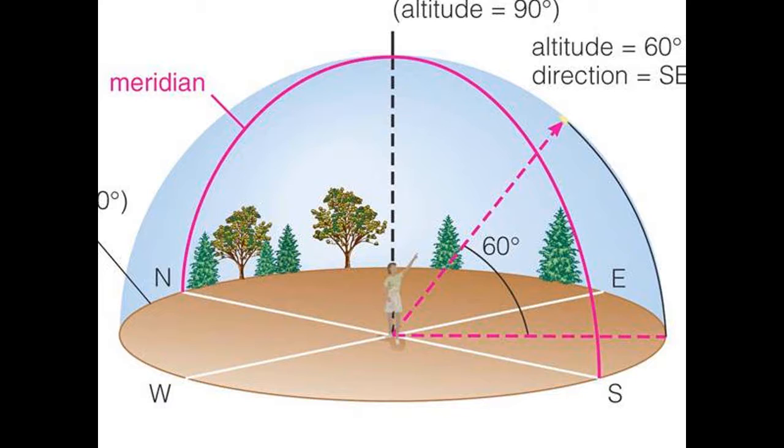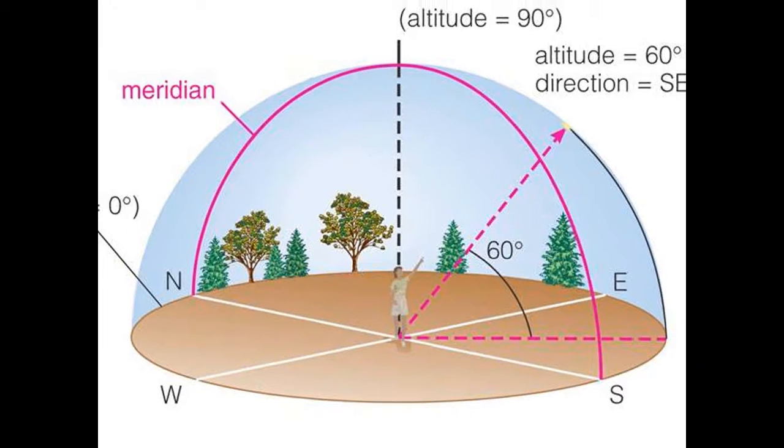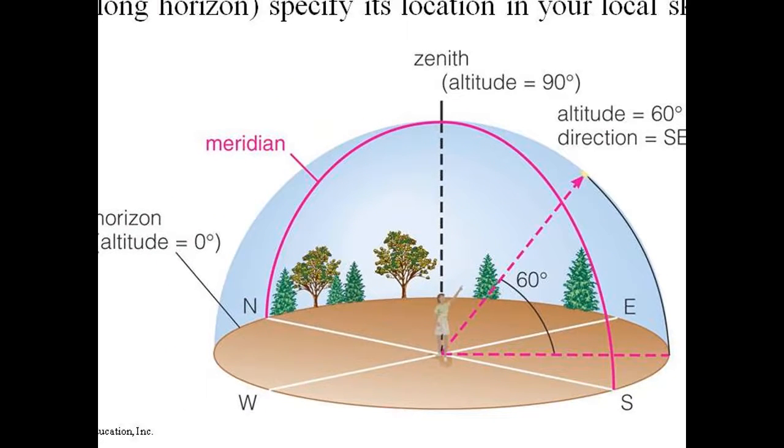Now let's define a few features here. If we draw a line from the north all the way up overhead to the south, that forms what is called the meridian, and that is a great big circle that goes from the north across the celestial sphere to the south. It intersects at the very top the point that is directly overhead the person, and that point is called the zenith. So the zenith is the point directly overhead.